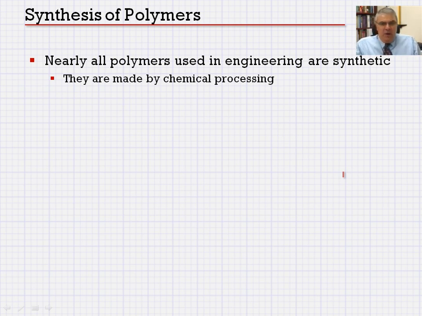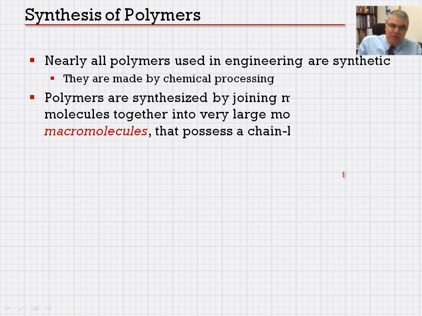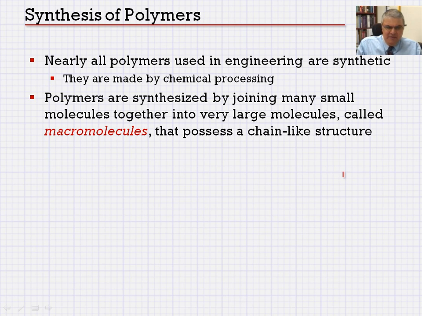So, so far we talked about the polymers, their properties, and so on. Now, how are they made? Almost all polymers used in engineering are synthetic, and they need to go through a chemical process to make them. They're made by chemical processing. They're pretty much synthesized by joining many small molecules together.